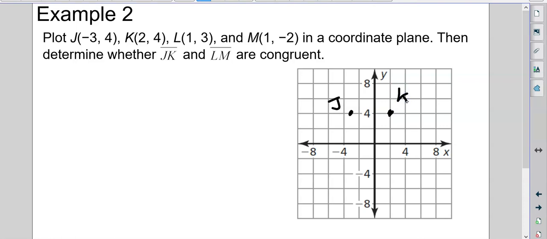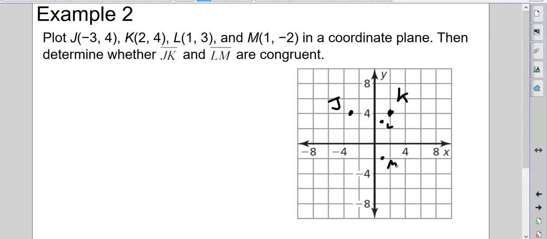L is 1, 3. So we're going to go in between 1 and in between there. That's L. And M is 1, negative 2. So 1 and negative 2 is going to be on this line right here.